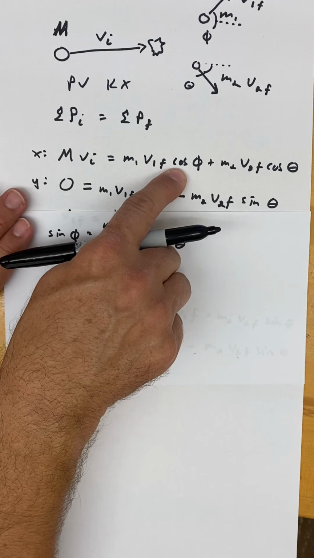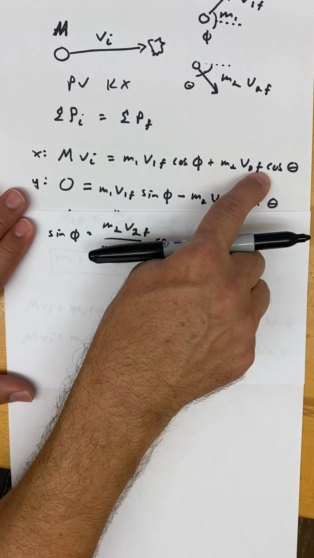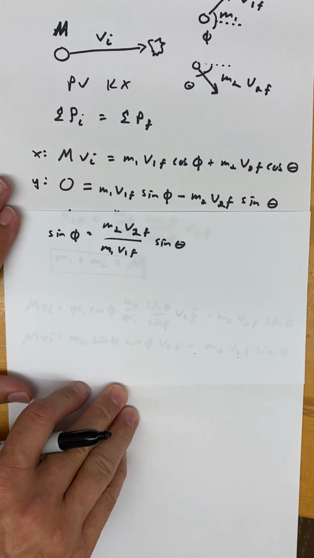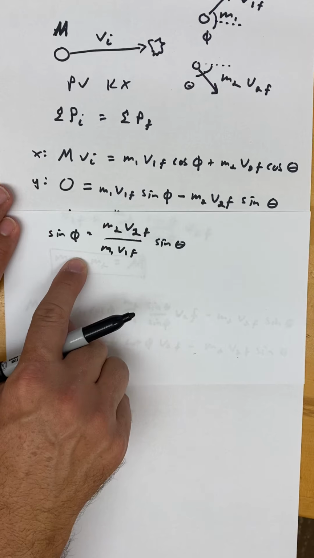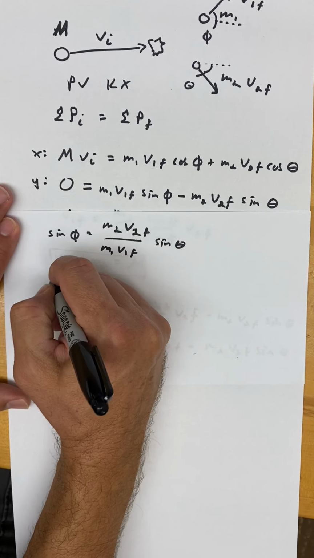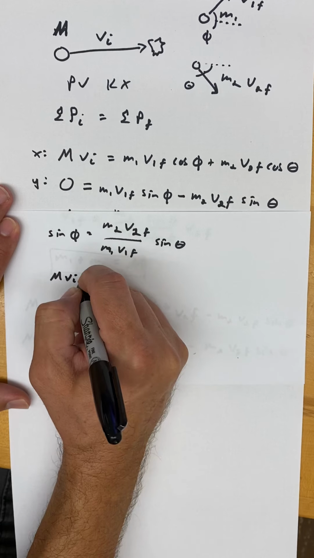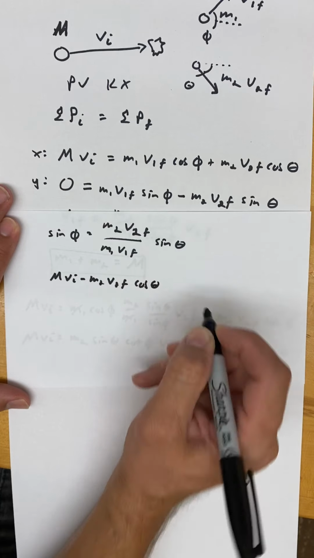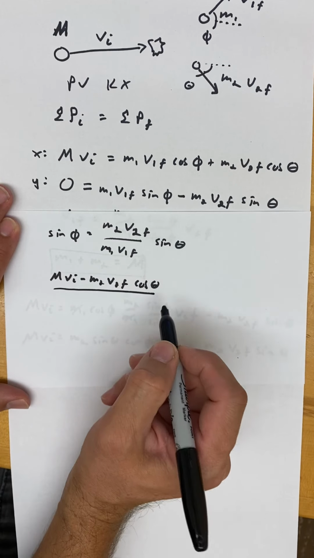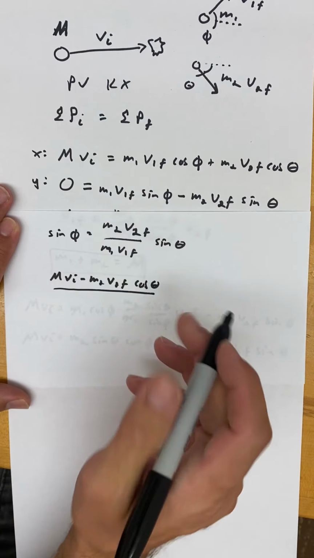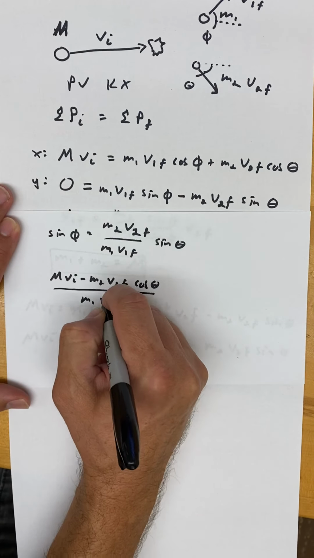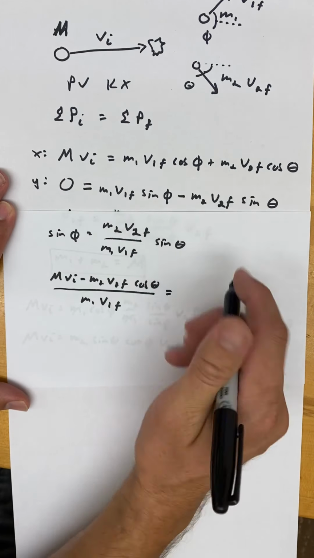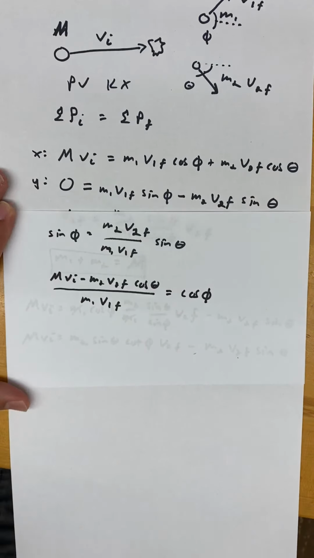Now let me solve this one for cosine of phi. Same procedure, I'm going to move this over and divide by m1 v1 final. I have another term, so it's a little bit more complicated. But what I'm going to get there is m1 v1 initial minus m2 v2 final cosine theta, divided by m1 v1 final. And I forgot to put over here what I'm solving for. This is solving for the cosine of phi.